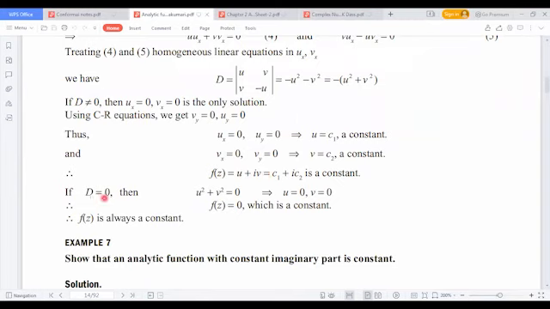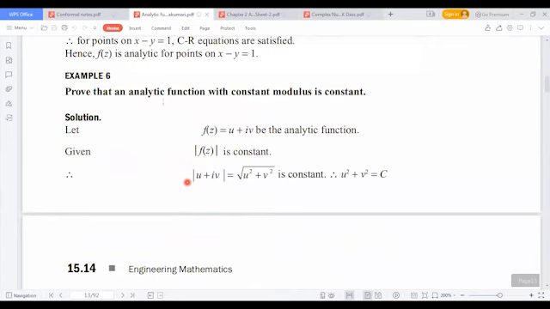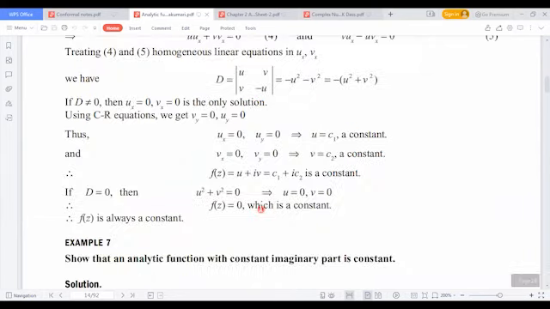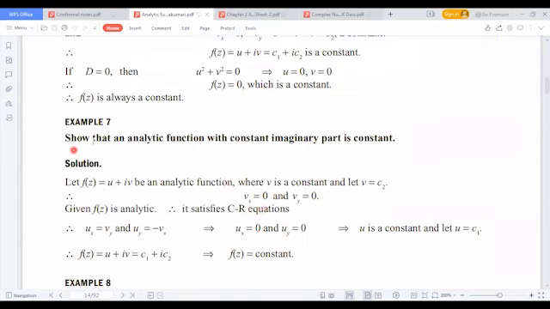So if D is not equal to 0, we get a constant. And if D equals 0, then u squared plus v squared equals 0, so u equals 0 and v equals 0. Hence f(z) equals 0, which is also constant. So f(z) is always constant. We can say that an analytic function f(z) with constant modulus is constant.